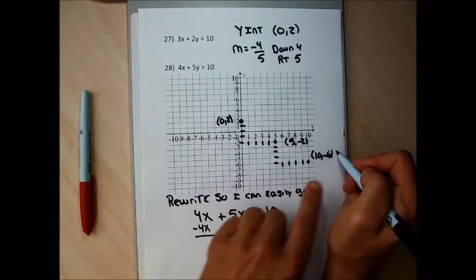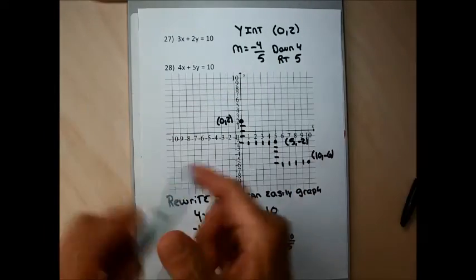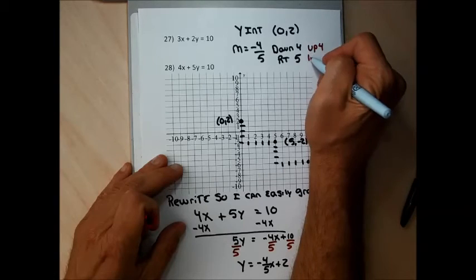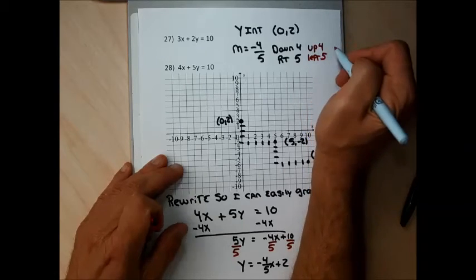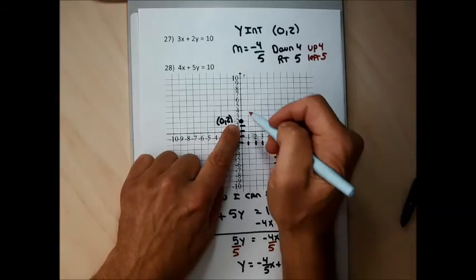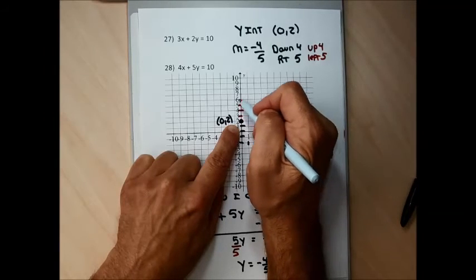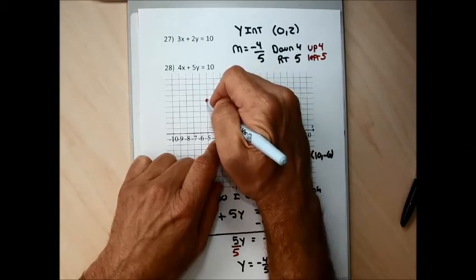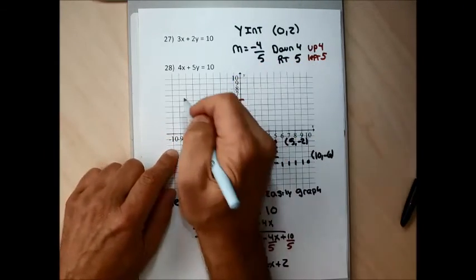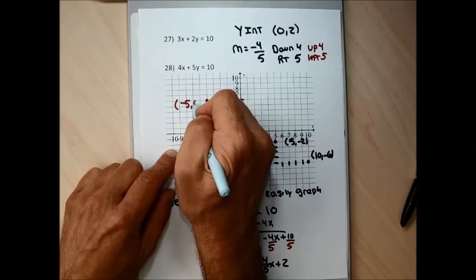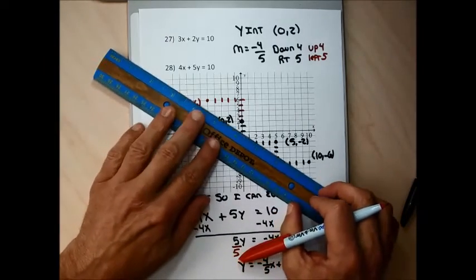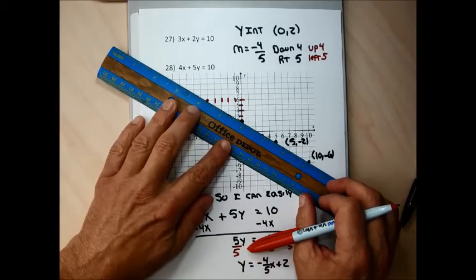The next point's going to shoot off my screen, so let me flip both of these. Instead of going down 4, I'm going to go up 4. Instead of going right 5, I'm going to go left 5 from that point (0, 2). So if I go up 1, 2, 3, 4, left 1, 2, 3, 4, 5, that's the point (-5, 6). I'll get that fourth point I was supposed to get. All those points are going to be smack dab on the same line, which is perfect. So now I'm just going to connect these points.